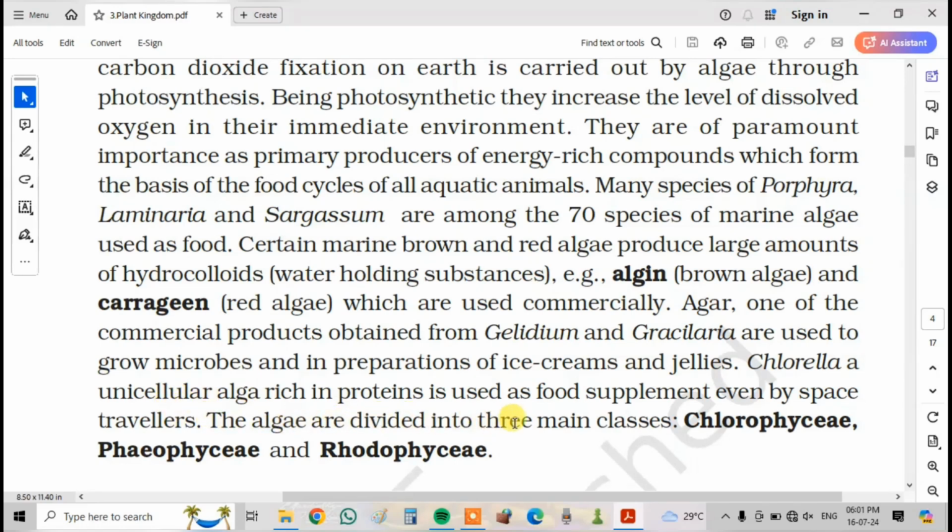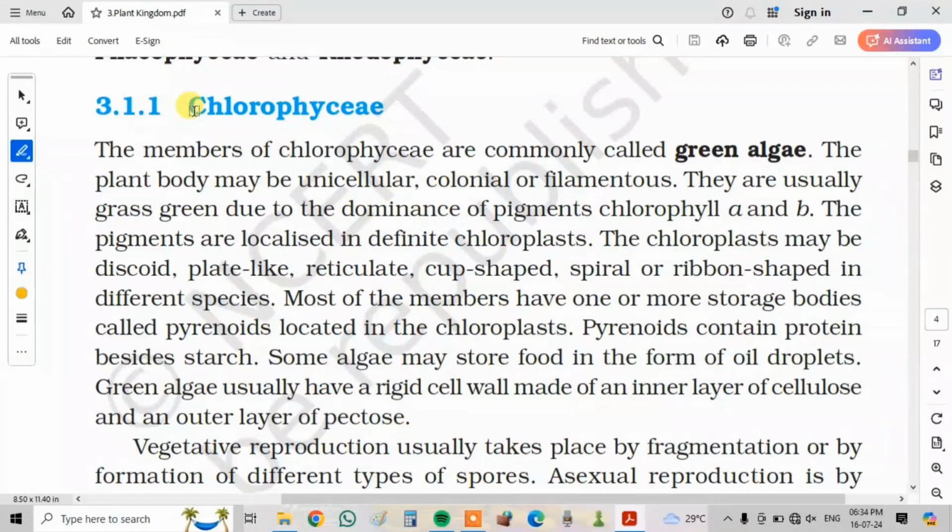The algae are divided into three main classes: Chlorophyceae, Phaeophyceae, and Rhodophyceae. Chlorophyceae. The members of Chlorophyceae are commonly called green algae. The plant body may be unicellular, colonial, or filamentous. They are usually grass green due to dominance of pigments chlorophyll a and b. The pigments are localized in defined chloroplasts. The chloroplast may be discoid, plate-like, reticulate, cup-shaped, spiral, or ribbon-shaped in different species.